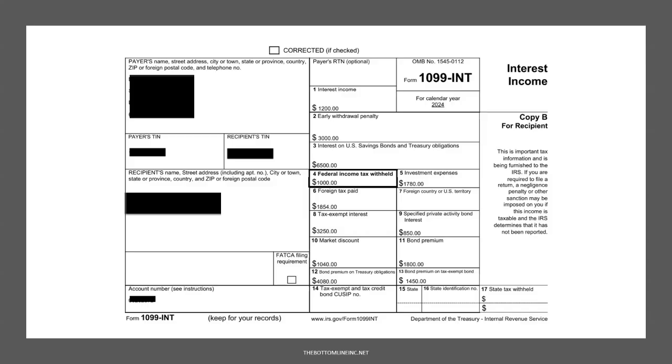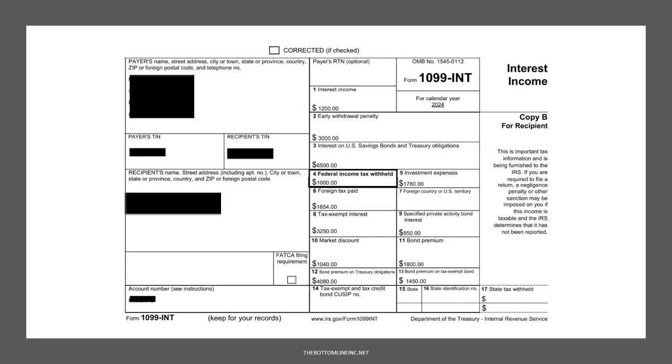Box 3 is U.S. savings bonds, treasury obligations. And then box 4 is if they withhold taxes from the income. If you're only receiving a couple hundred dollars of interest from your checking account, they're not going to withhold taxes. If there's expenses associated with these, they'll be marked down here. If you're involved in a foreign bank account or a foreign investment, you may receive foreign tax paid.